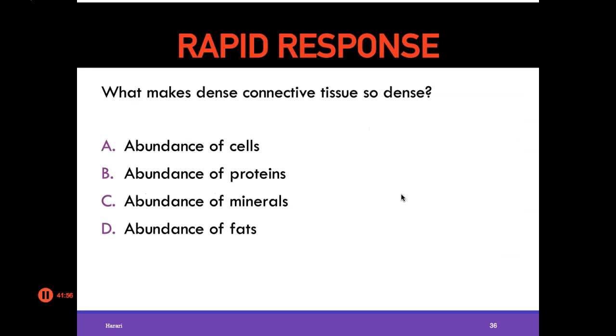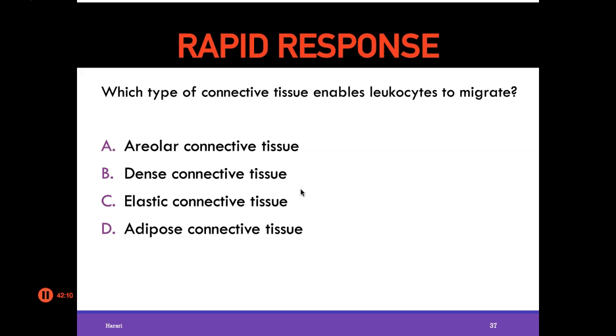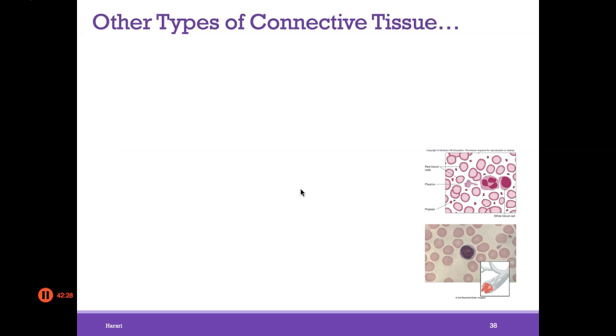So what makes dense connective tissue so dense? I can pause here. So the answer to this question is B. An abundance of proteins is what makes dense connective tissue so dense. What type of connective tissue enables leukocytes to migrate around? So pause here. And the answer is A. Areolar connective tissue is loose enough, has enough space, so that white blood cells and other immune cells can migrate around and get rid of any pathogens that may threaten us.